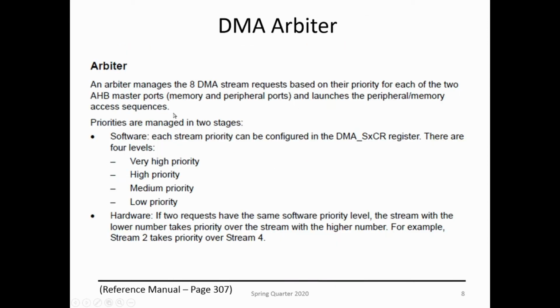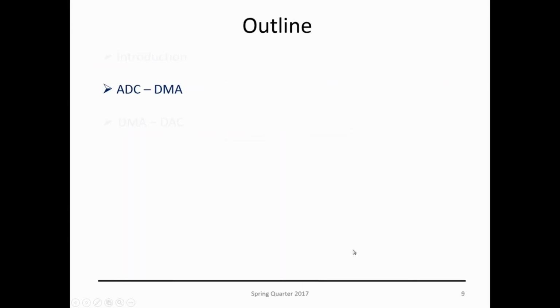The arbiter allows you to define priorities. You can have very high, high, medium, or low priority. So it's similar to the interrupt routines. In case of a tie, if two requests have the same software priority level, the stream with a lower number takes priority over the stream with a higher number. For example, stream 2 takes priority over stream number 4. Pretty straightforward. So let's go over this example.